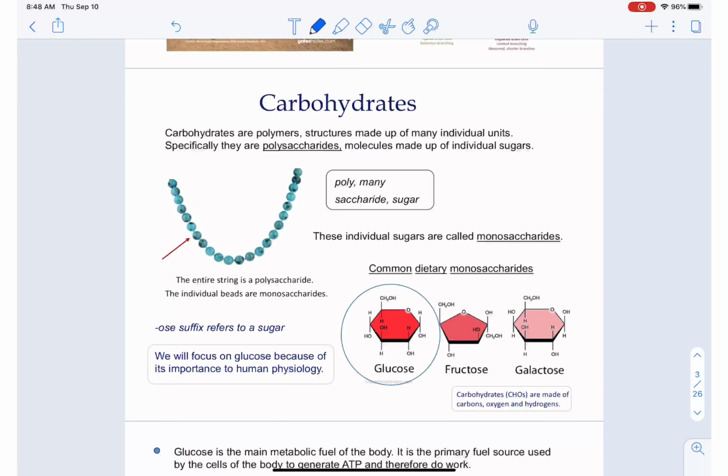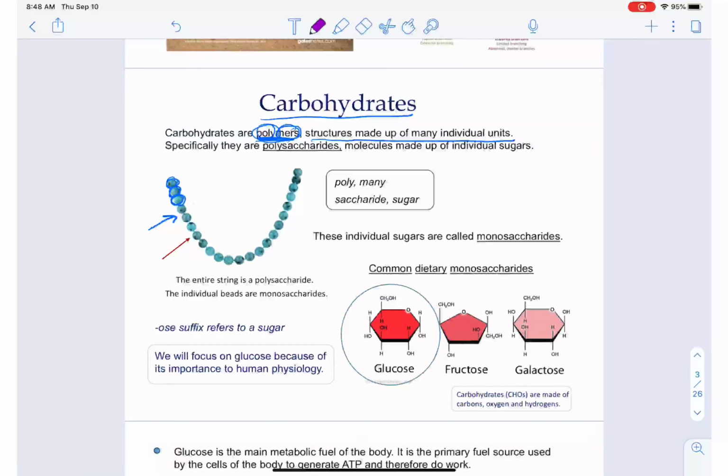So the first nutrient we're going to talk about are carbohydrates. And from a structural perspective, carbohydrates are what we call polymers. They're structures made up of many individual units. Poly means many, and mer means units. So you can look at this necklace here and think about this as the generic structure of a polymer. The entire thing is a polymer, but it's made up of many individual units. The individual beads are the individual units.